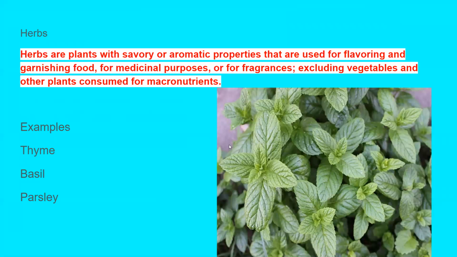Thyme, basil, and parsley. They are used for medicine also. Some are used for flavor. Some are used for garnishing purpose. They are herbs. The plants are very delicate and their size is also very small. Now let us go to the next type of plant.